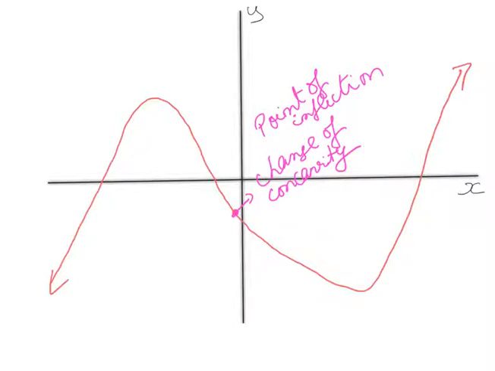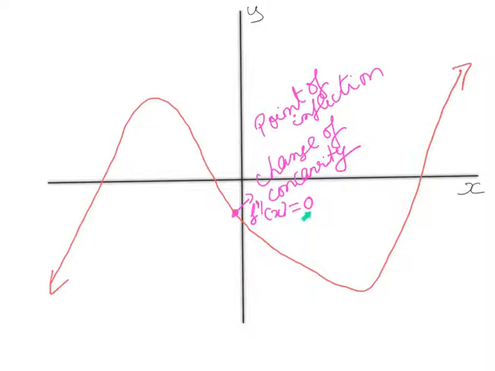So this is now the second derivative. The second derivative, f double prime, is equal to 0 at the point of inflection. So that is the relevance. At change of concavity, f double prime of x is equal to 0.